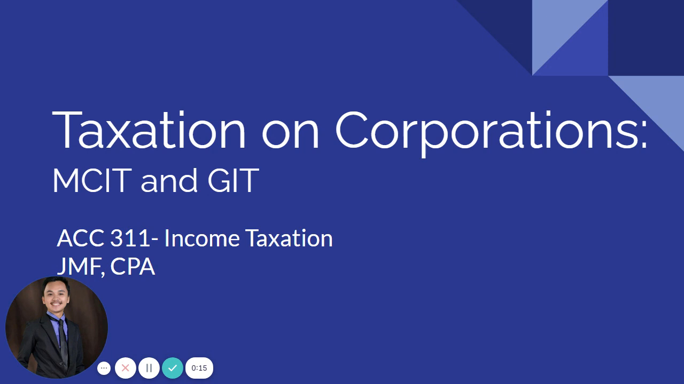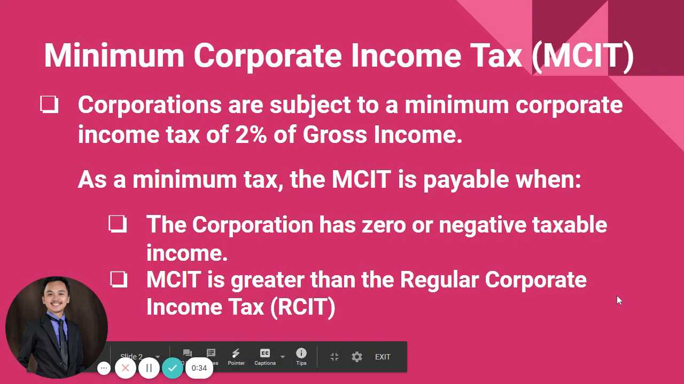In this particular video lecture, we will be discussing other ways to compute for the income tax due of a corporate taxpayer. It's income tax due using minimum corporate income tax or tax due coming from gross income tax. Okay, let's start with MCIT or the minimum corporate income tax.